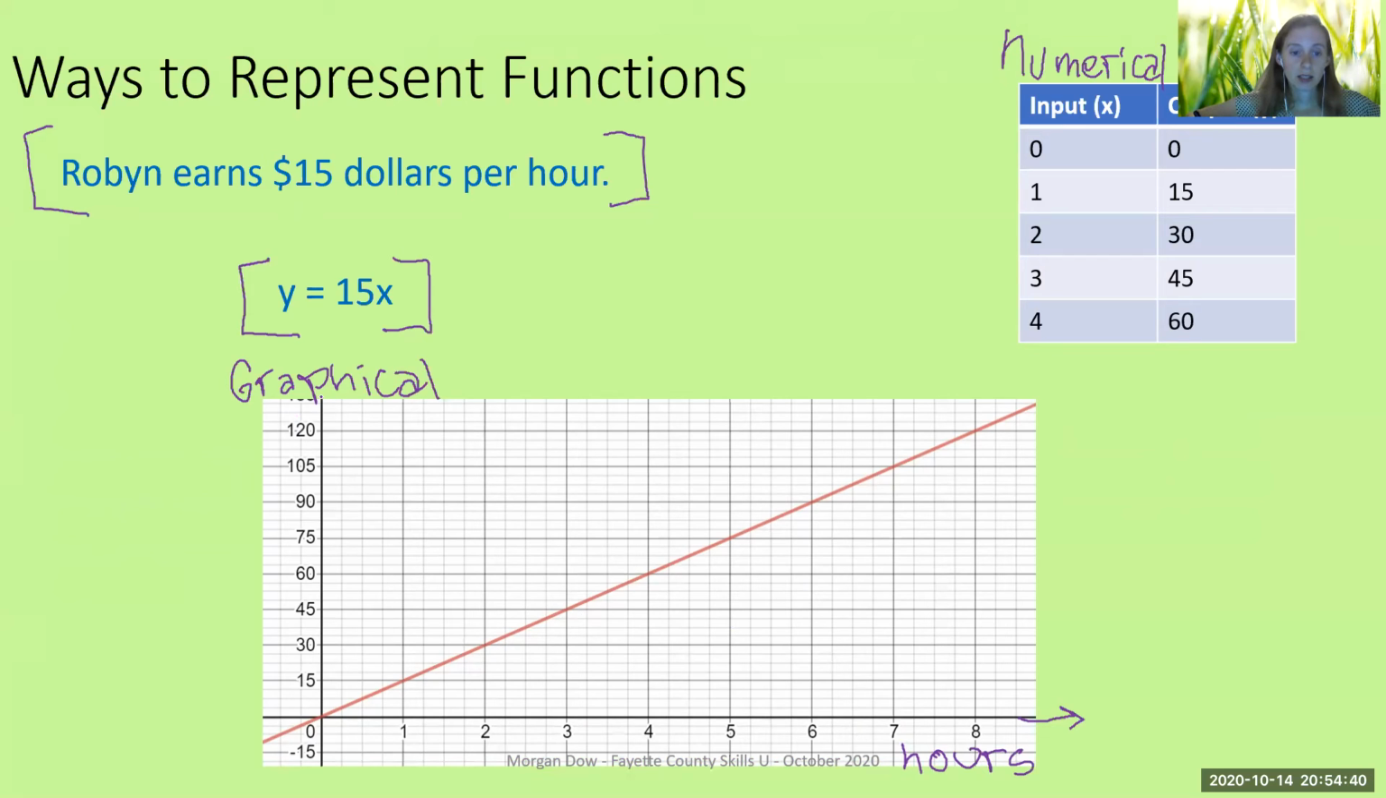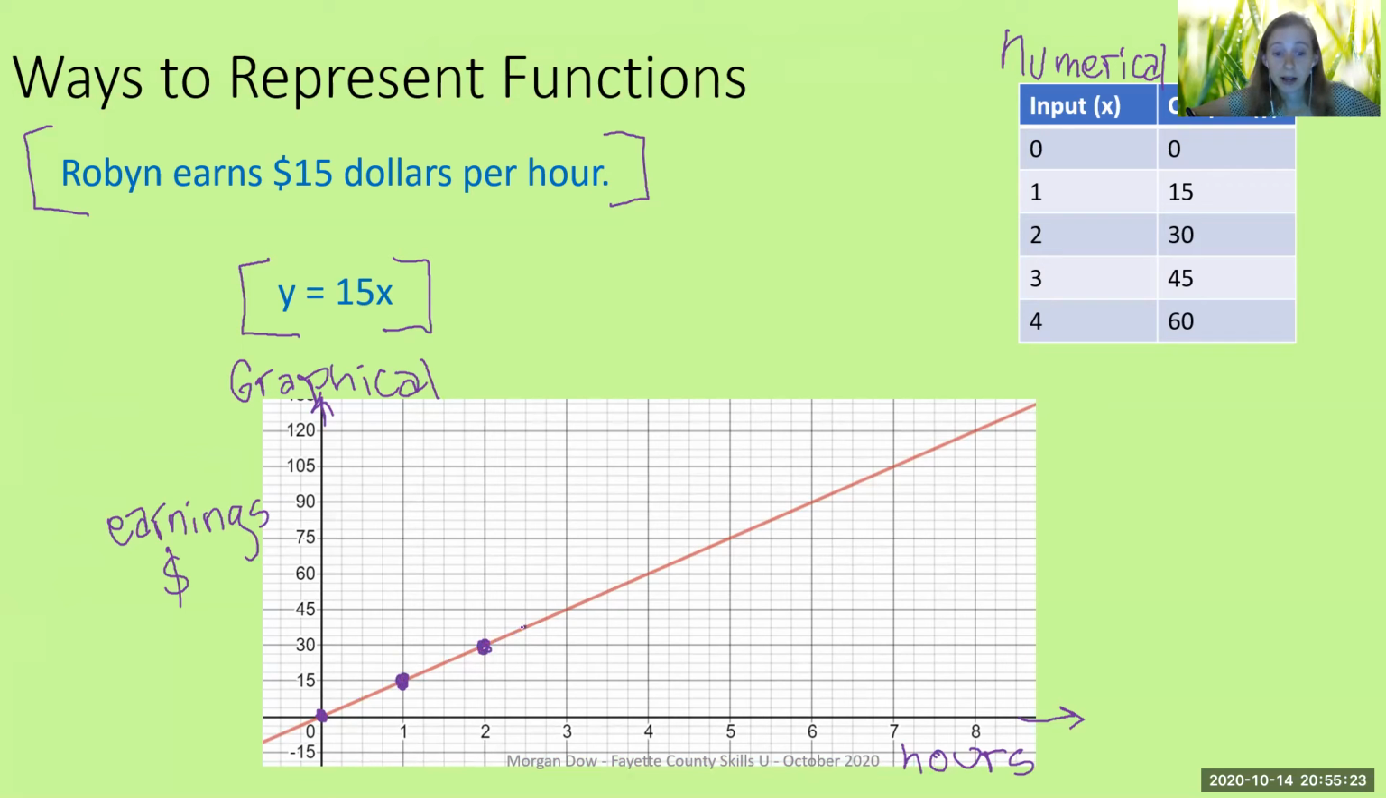And then the vertical axis, the y-axis, is showing her earnings, or the number of dollars that she's getting. So this red line that's sloping upwards is a visual way of showing the relationship between the number of hours that she works and the number of dollars that she earns. So if she works 0 hours, she gets $0. Right? That's the way the world works. If she works for 1 hour, she gets $15, and so on, right? So 2 hours is $30.